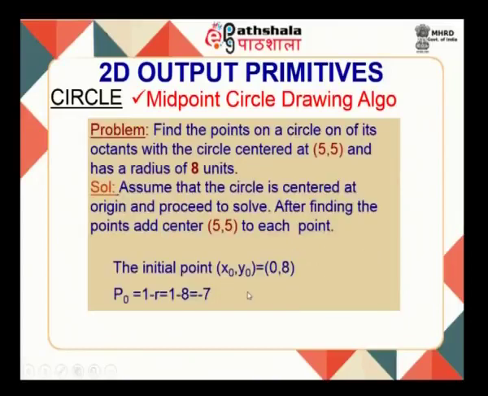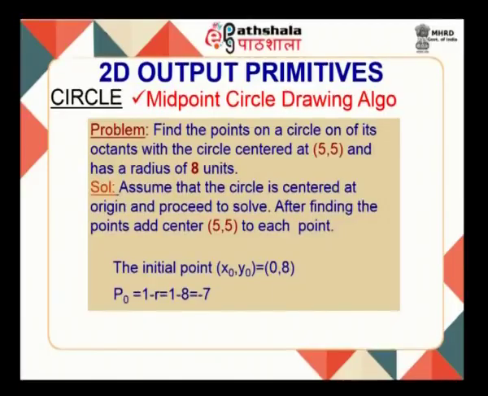So, based on this, let us solve a simple problem. Take a circle with center at 5 comma 5 and radius of 8 units. We did the derivation using a circle with center at origin, but if given a circle with center somewhere else, say 5 comma 5 as in this problem, what you do is assume that the circle is at origin, compute all the x and y points, and then add this center to every point that you compute.